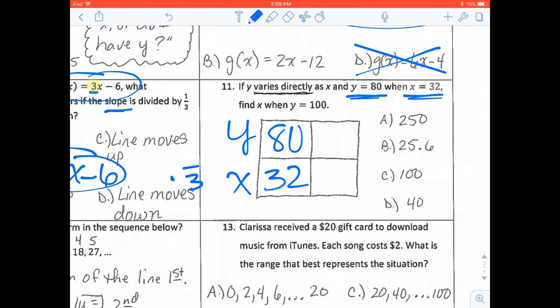Now we're going to do our cross multiply and divide. 32 times 100 is 3,200. Divide that by 80, you get an answer of 40.